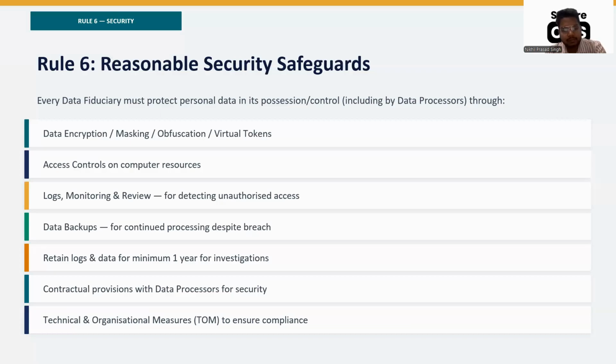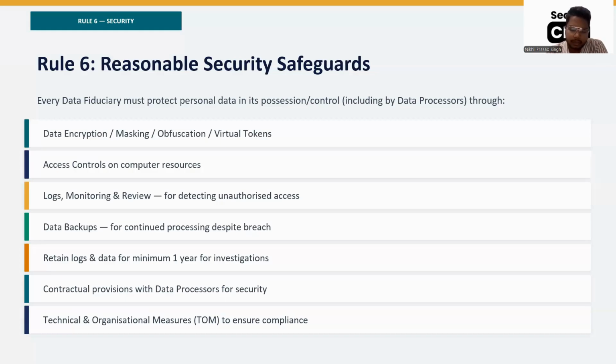Then you'll have to maintain contractual provisions with the data processor for security. As a company, not every company processes the data itself; they hire cloud servers or anything. You'll have to maintain those contractual provisions, and you'll have to check the contractual clauses, to ensure they are not violating the DPDP Act. And last of all, you'll have to maintain technical and organizational measures to ensure compliance.